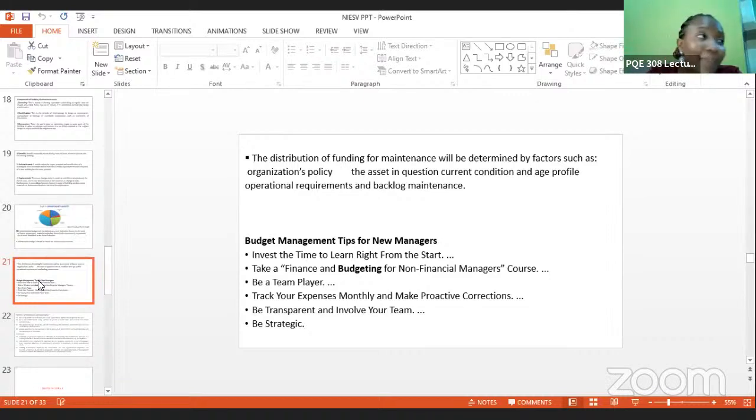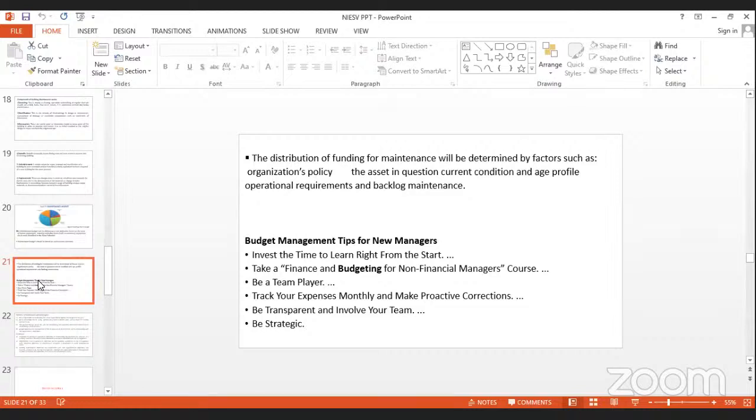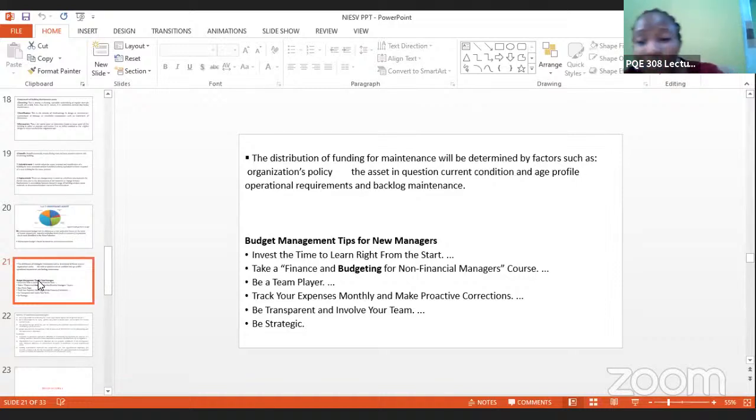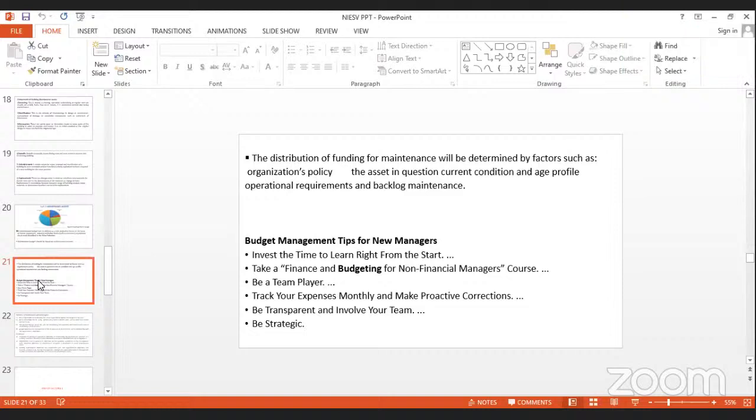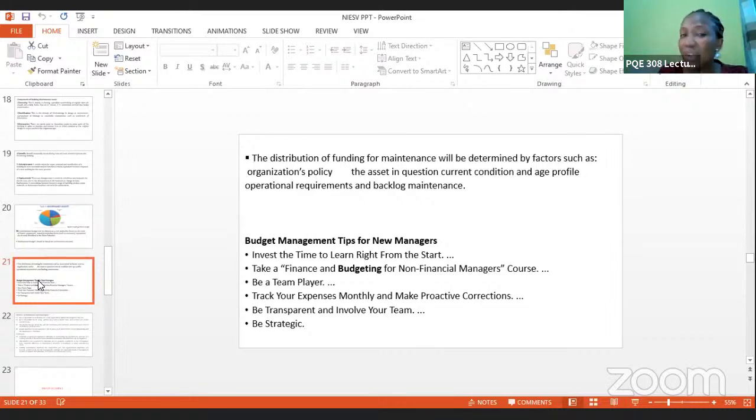You have to be a team player. You have to be transparent. If you are going to be a budget manager, you have to be someone that can be trusted, someone that is transparent, someone that is reliable, someone that people can say, anything he does, we are very sure, because you've already carried them along. There's nothing shady about what you are doing.